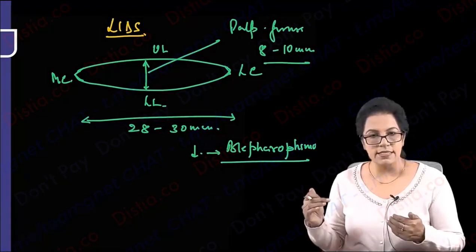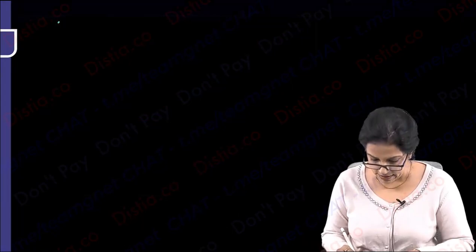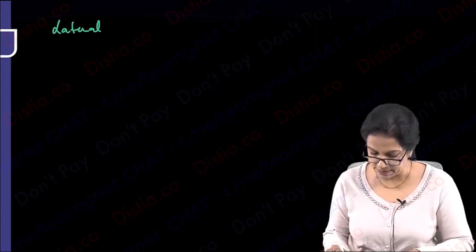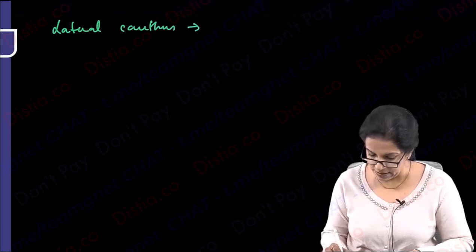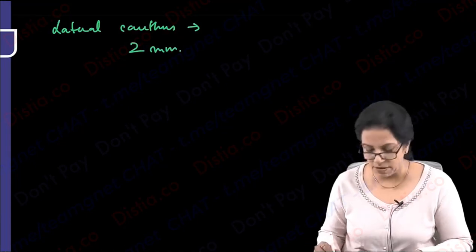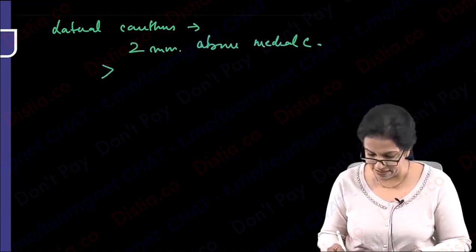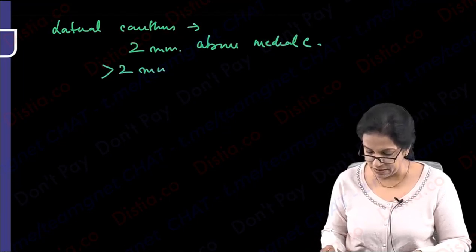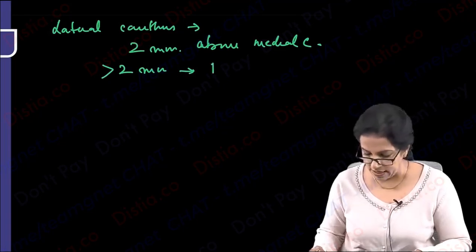Now, lateral canthus is generally above the medial canthus. So, lateral canthus is normally 2 millimeters above the medial canthus. When it is more than 2 millimeters, we will call it mongoloid slant.